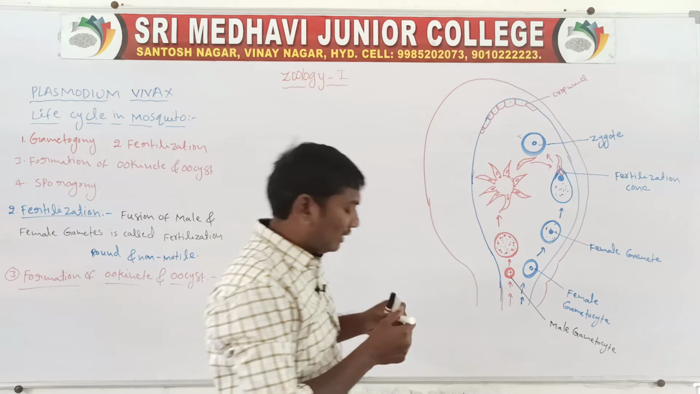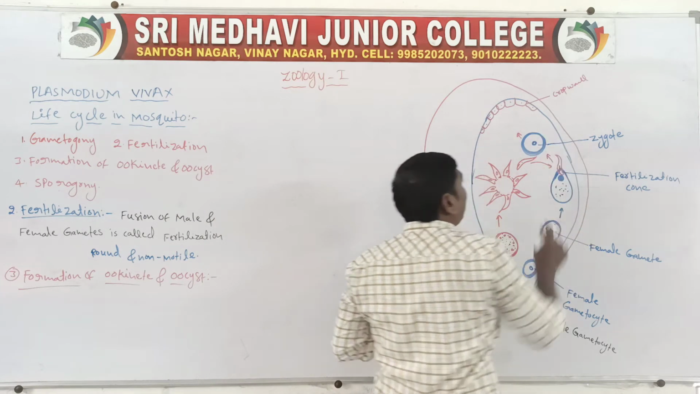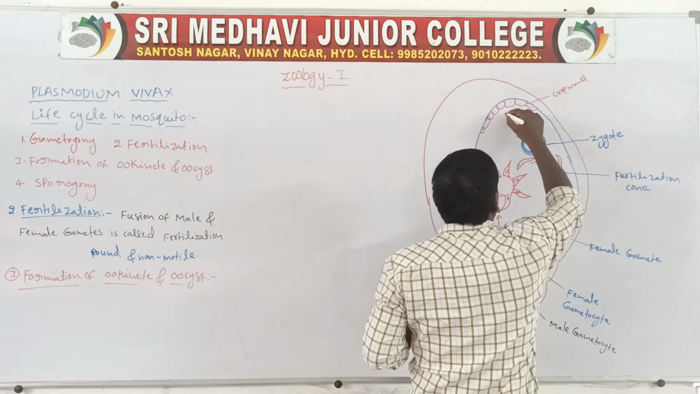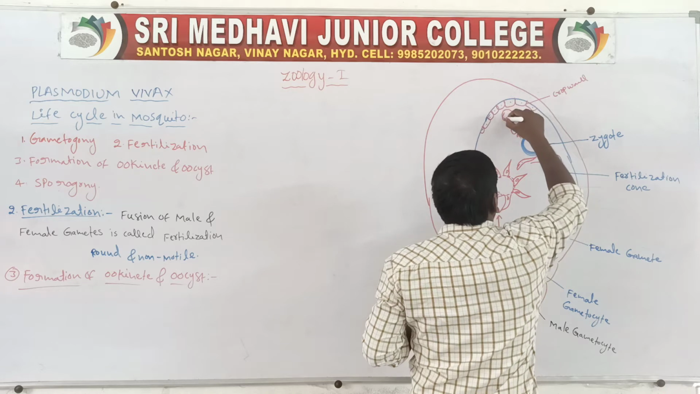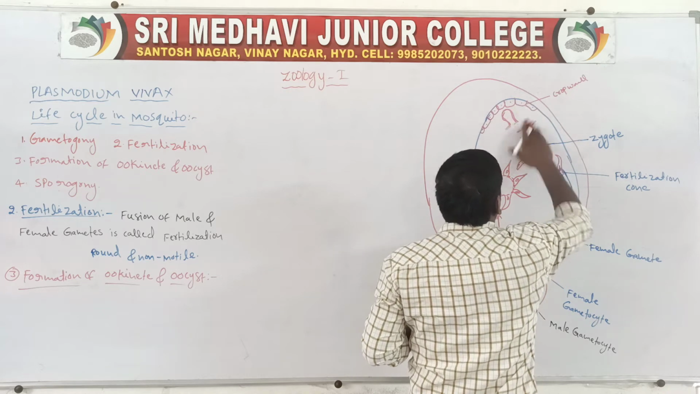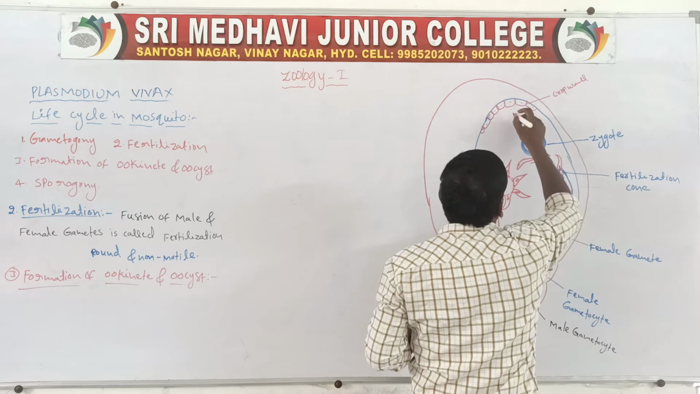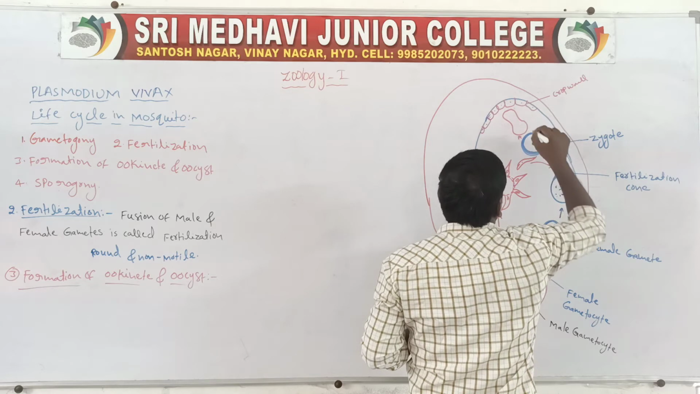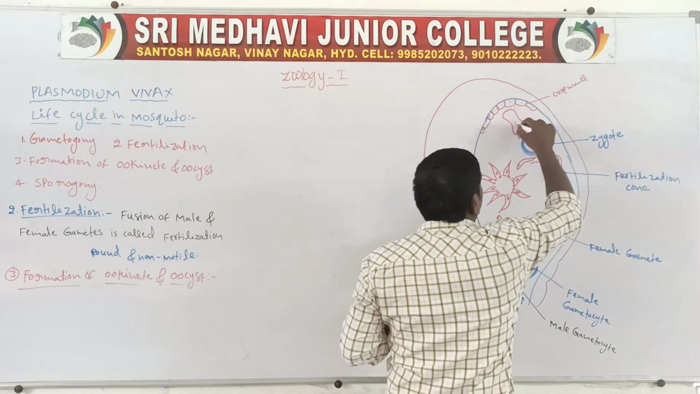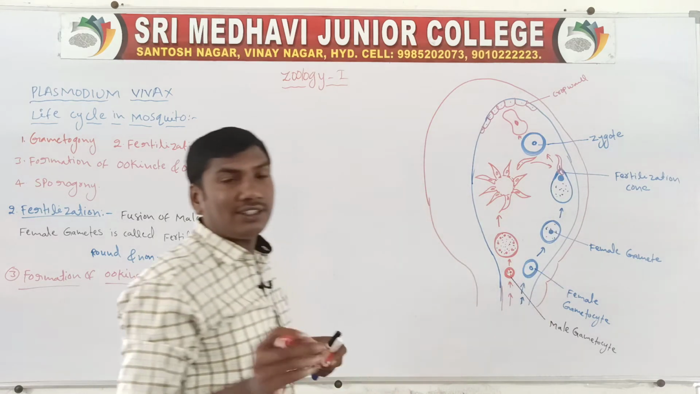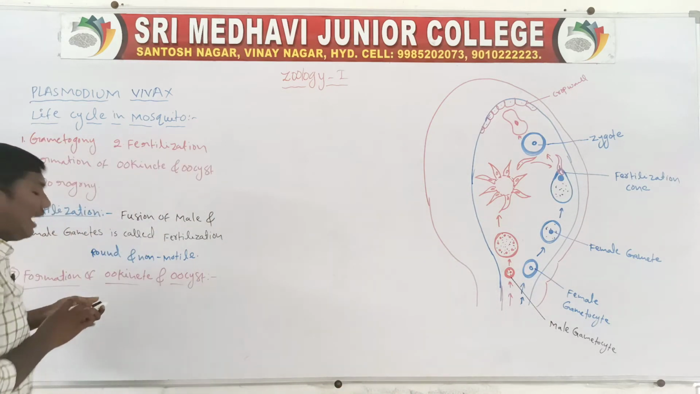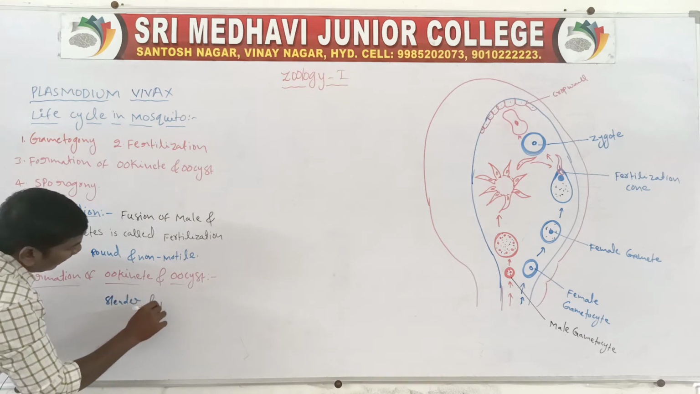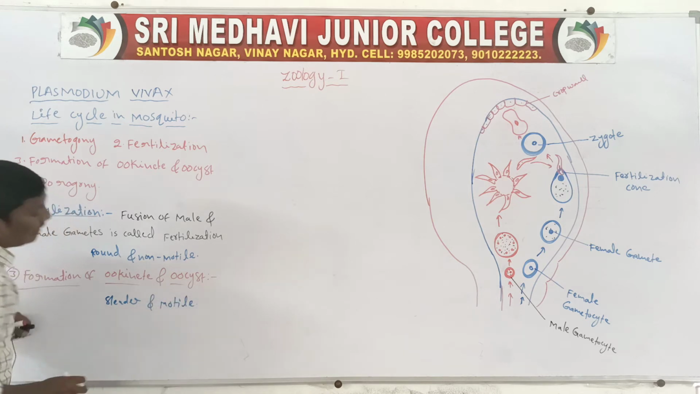The zygote, after a few hours, is transformed into a slender shape. The zygote transforms into a slender and motile form, actively moving.